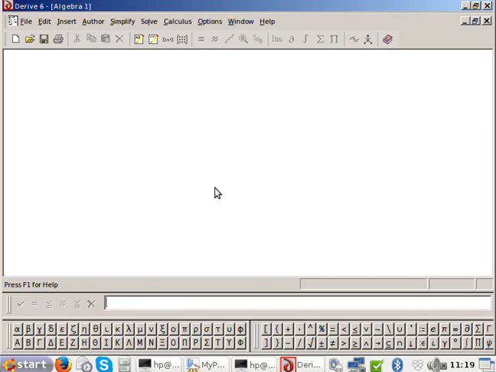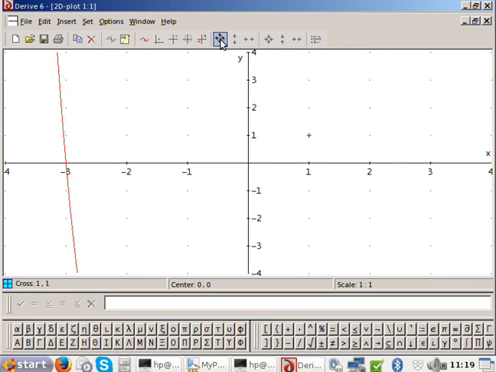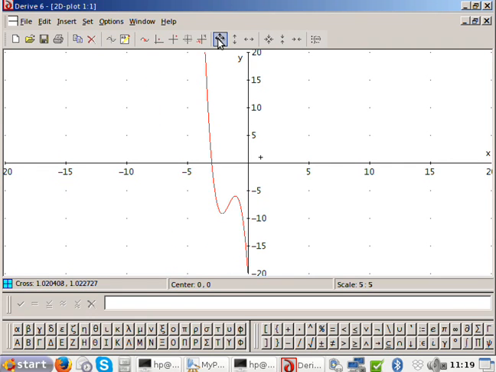So can everybody look up? What I'll do is put the 4 graphs on the screen and then you can check. The one you were just drawing for me was y equals minus 5x cubed minus 24x squared minus 34x minus 21. The graph you should have gotten looks like this. That's what you should have. So it only has one root.